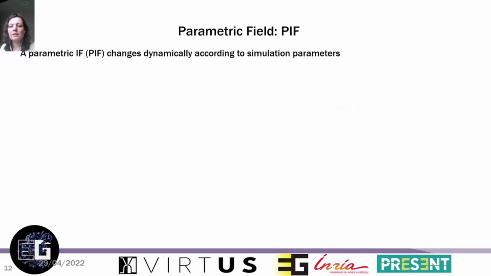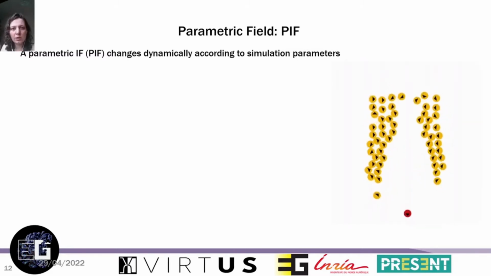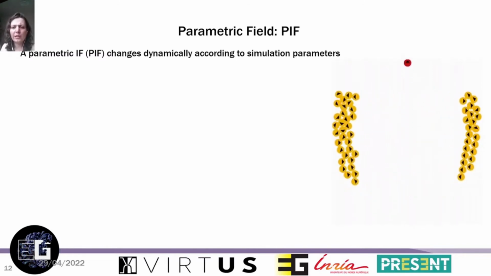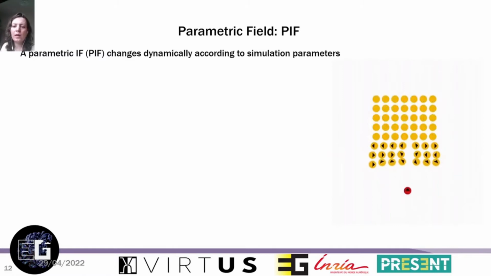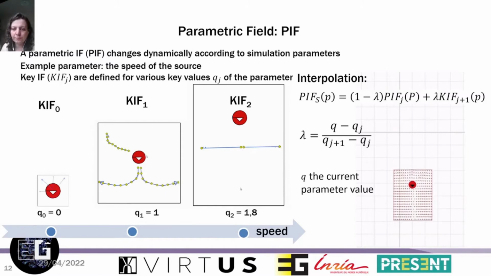Now that we explained sketching, we want to develop a bit the possible scenarios. It would be interesting for us if the field could change according to a parameter. For example, a field that moves agents according to the speed of the source. The faster the red agent goes, the further away the yellow agents are expelled. To do this, we need to define three different fields for three key values of the speed of the source.